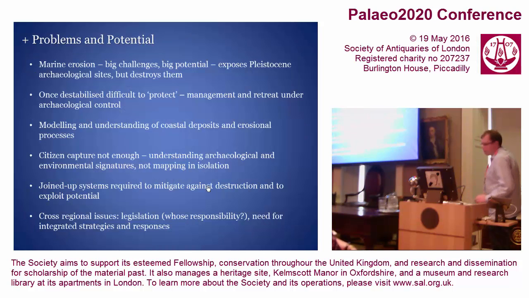So just as a brief overview, in terms of these coastal sections and these foreshore deposits that we've been encountering, these provide immense problems and immense potential. Marine erosion is a big challenge. It exposes these Pleistocene archaeological sites, but of course it destroys them too. In terms of these cliff sections and big sites and extensive archaeological and geological sequences in these cliff sections, it is very difficult to ever protect them as such. It's more of a question of management and retreat under archaeological control.